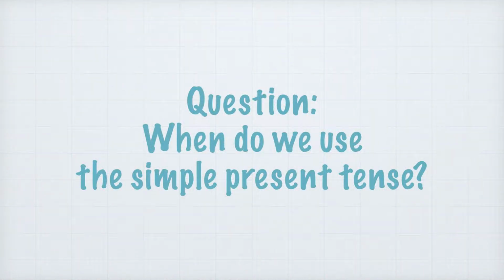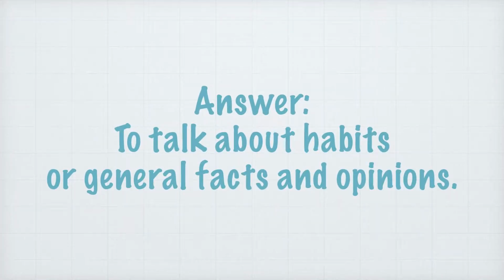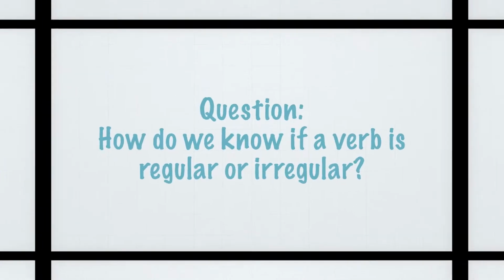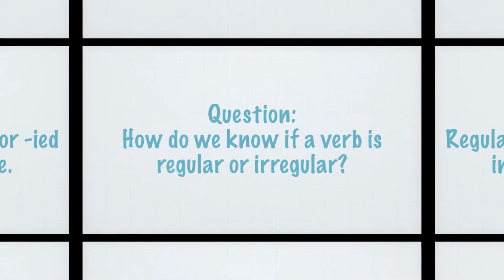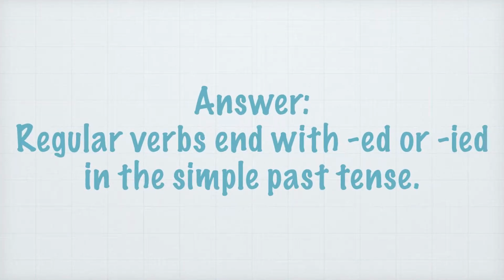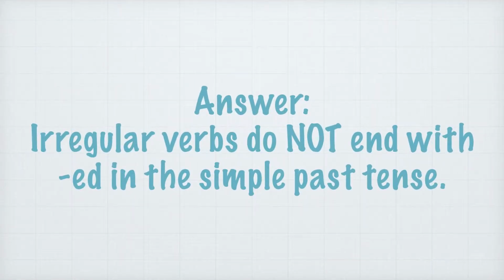When do we use the simple present tense? To talk about habits or general facts and opinions. How do we know if a verb is regular or irregular? Regular verbs end with ed or ied in the simple past tense. Irregular verbs do not end with ed in the simple past tense.